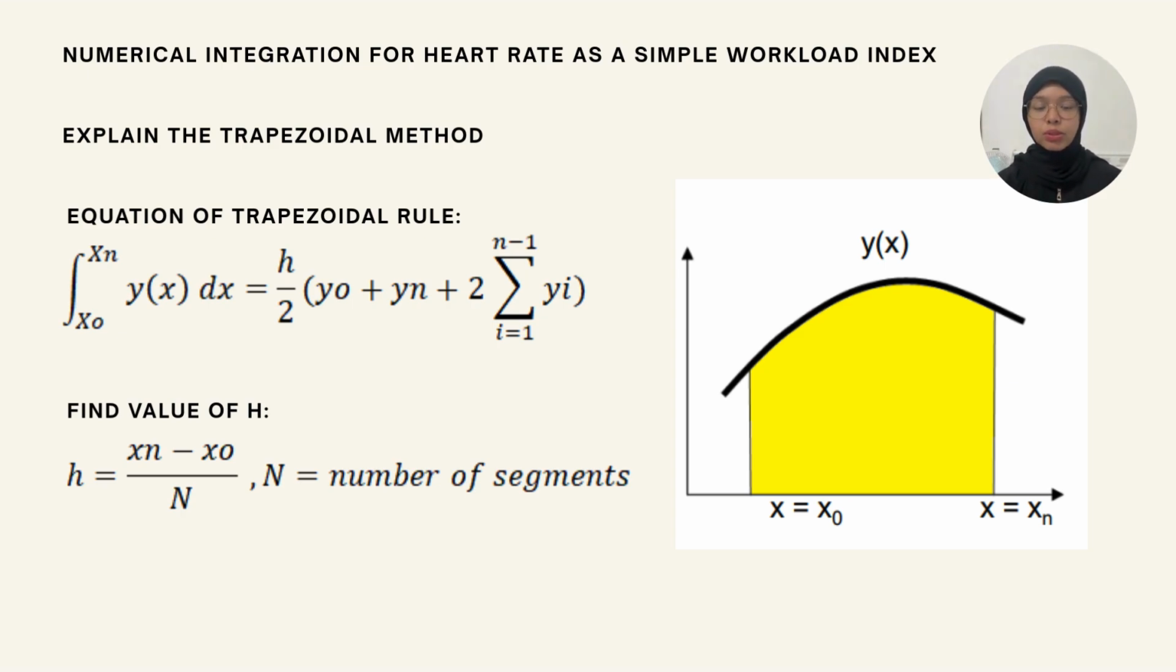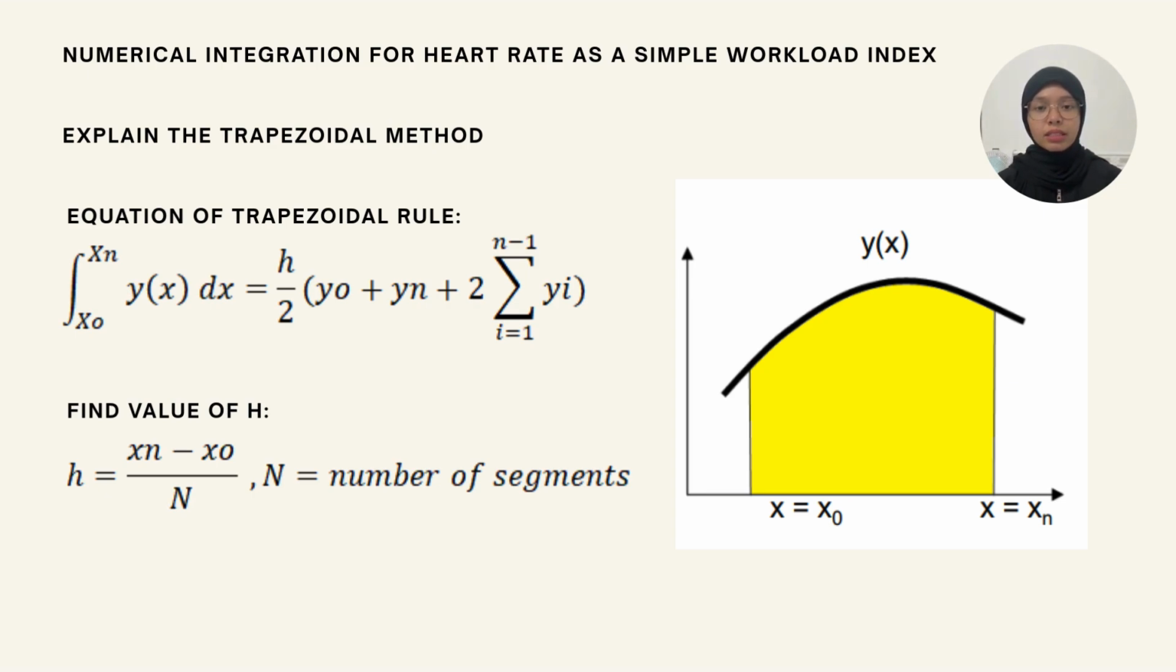So for this part, I will explain the trapezoidal rule method. This method is used to estimate the area under a graph when it is difficult to calculate it exactly. In this study, the graph is heart rate versus time, and the area under this graph represents the total workload of the heart.